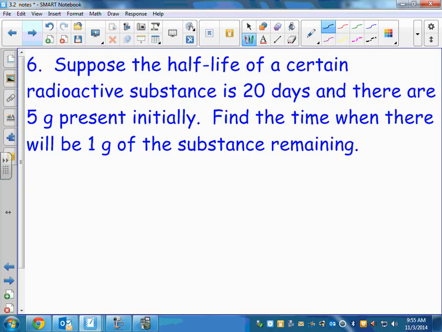It says, suppose the half-life of a certain radioactive substance is 20 days, and there are 5 grams present initially. Find the time when there will be 1 gram of the substance remaining. Remember these awesome problems? And you did them in Algebra 2 also. There's a couple ways you can do this. There's one way where we can plug in and find what the base is going to be and work it out. But we're going to do a little shortcut to that today.